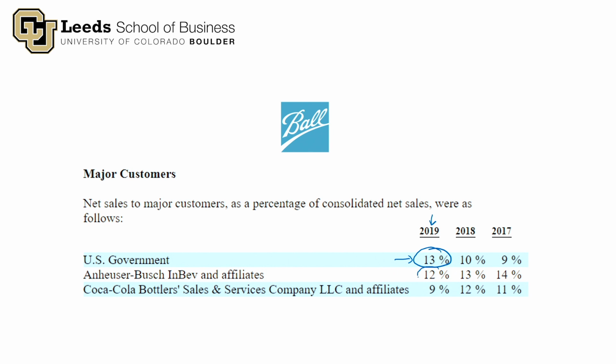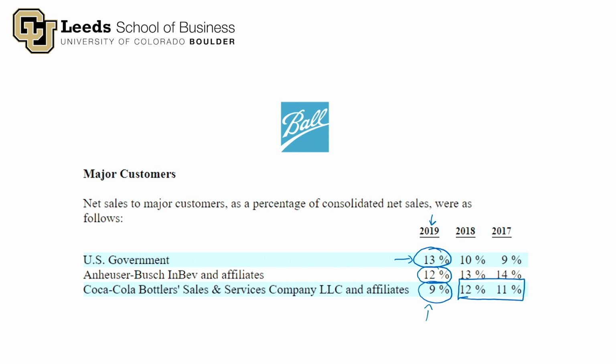And 12% of their consolidated revenues relate to Anheuser-Busch. And finally, 9% of their revenues relate to Coca-Cola. And so they didn't technically have to disclose that in 2019 since it was under 10%. But as you can see, in prior years, this was a significant percentage of sales. And so to be consistent, Ball disclosed Coca-Cola as well in 2019.